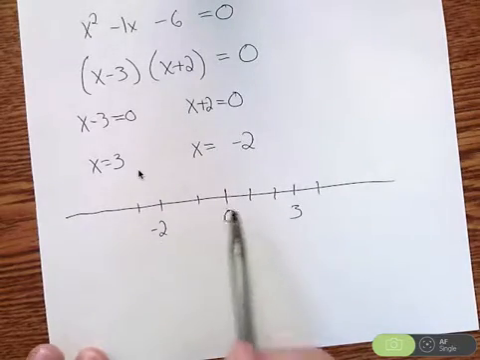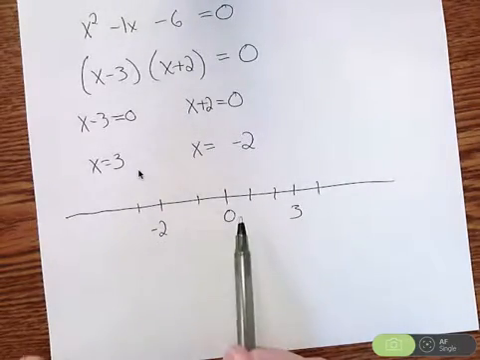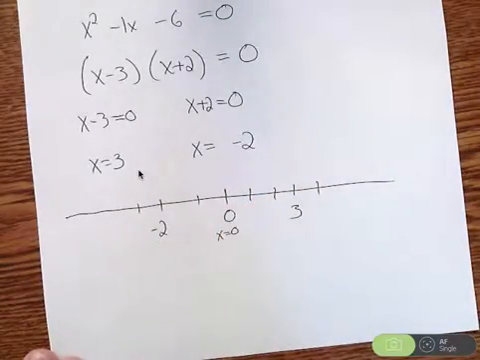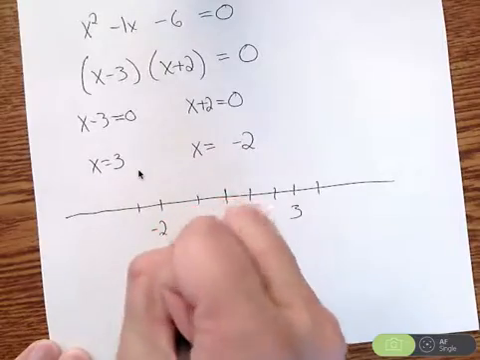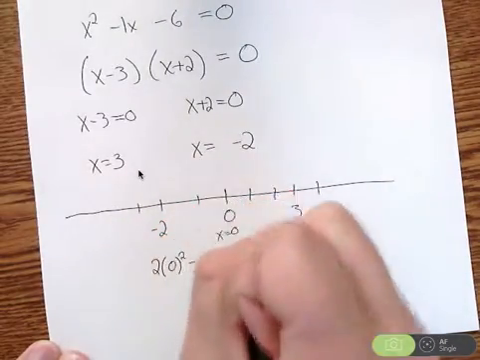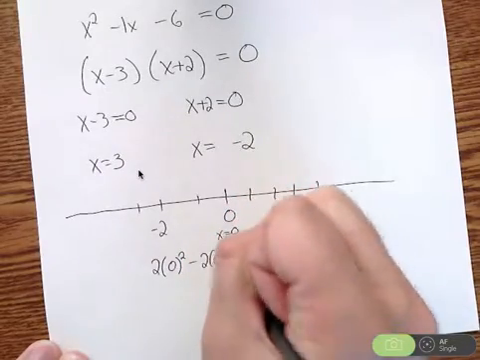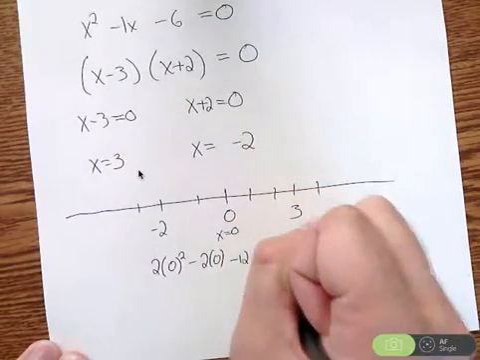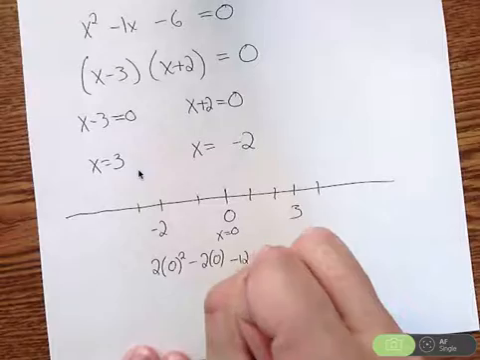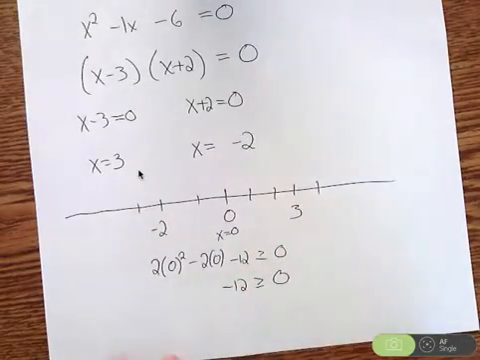The best way to do that, and it's very similar to graphing, is we're going to test this point, which is x equals 0. So I'm going to plug that in. I'm plugging it into the original problem. 2 times 0 squared minus 2 times 0 minus 12 is greater than or equal to 0. When you simplify this, you're going to have negative 12 is greater than or equal to 0.